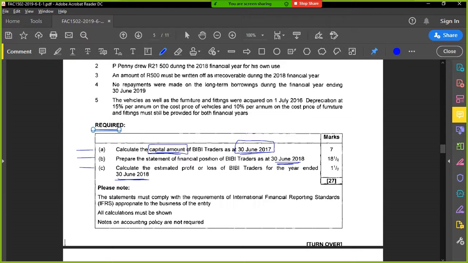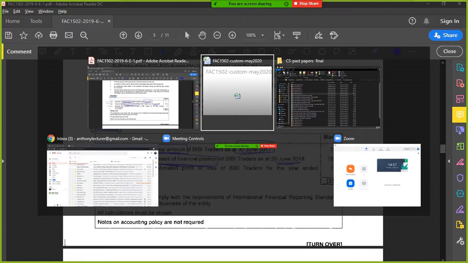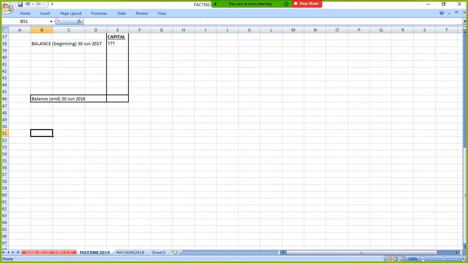B. Prepare the statement of financial position of BB Traders as at 30th of June. There's disclosure. Statement of financial position means assets, liabilities, equity. I need to remember my formats. I know I'm going to start with assets. I'm going to have non-current and current.